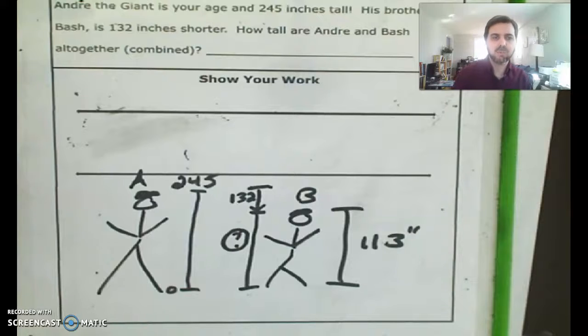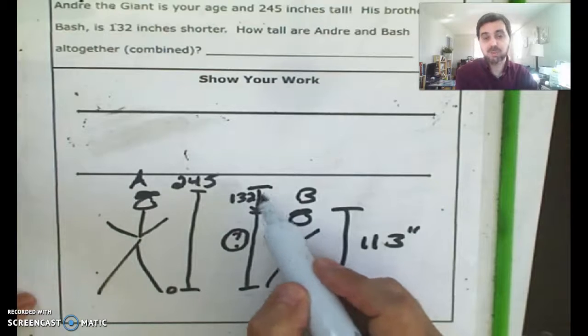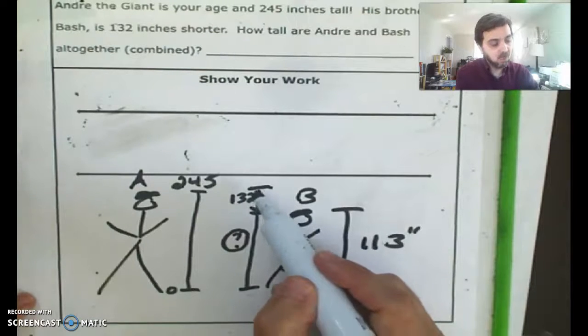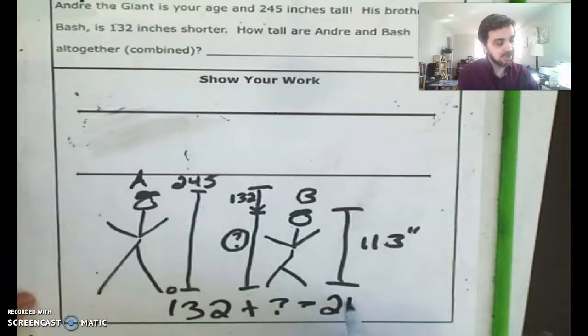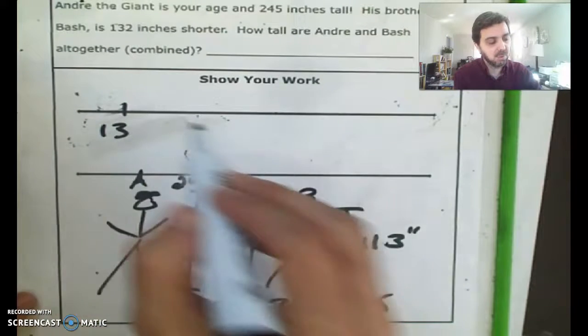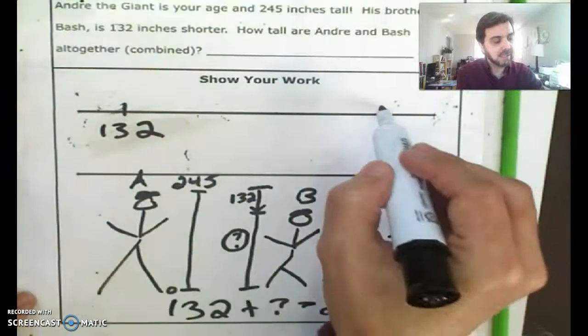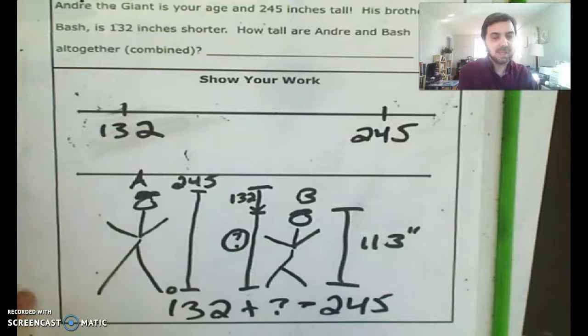So boys and girls, I did want to show you one thing to think about that might be helpful to some of you. If you're really good at addition, but you're not as good at subtraction, this could be helpful to you. So in this problem, right, we know that Bash was 132 inches shorter. So if we add 132, right, 132 plus his height, which we didn't know, that would give us the height of Andre, which is 245. So one way to think about this is a number line. All right, I'll do this quick. So 132 plus what gets me all the way up to 245. Okay, so on a number line, it's kind of cool.